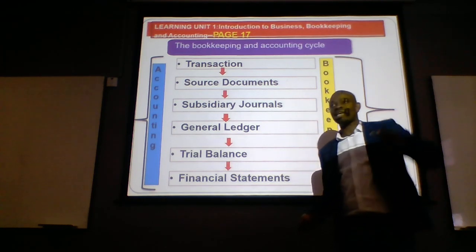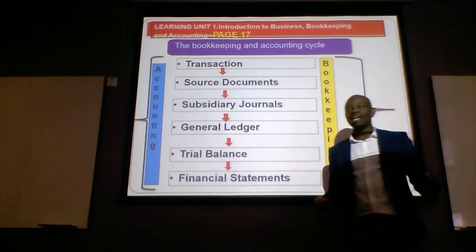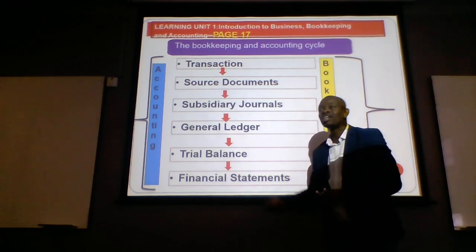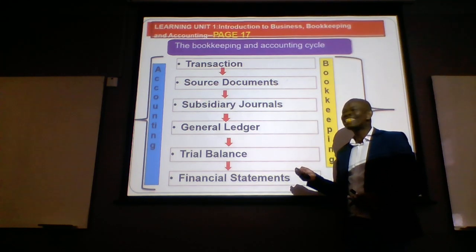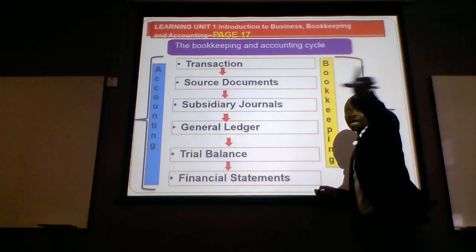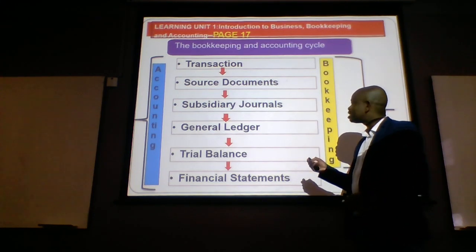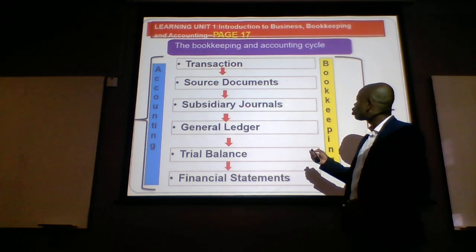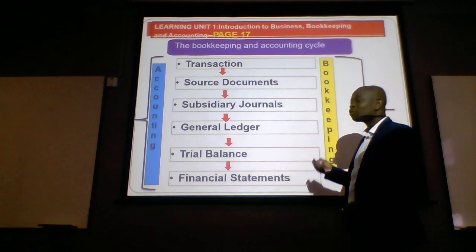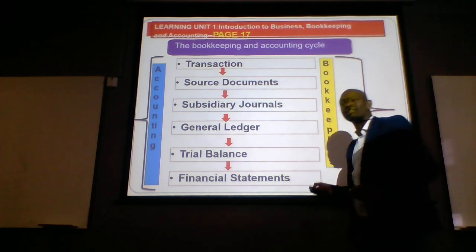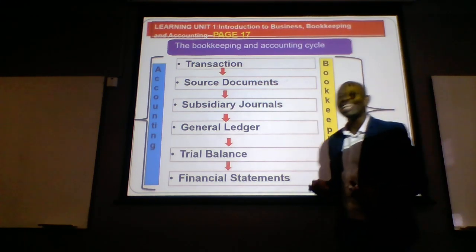Payment for cash, one side. Received cash, one side. Sold on credit, one side. Bought on credit, one side. Those transactions must be recorded in what? In the subsidiary journal. The payments one side, there's a book for it. The credits one side, there's a book for it. Sometimes we call them books of first entry. Sometimes we call them books of prime entry.